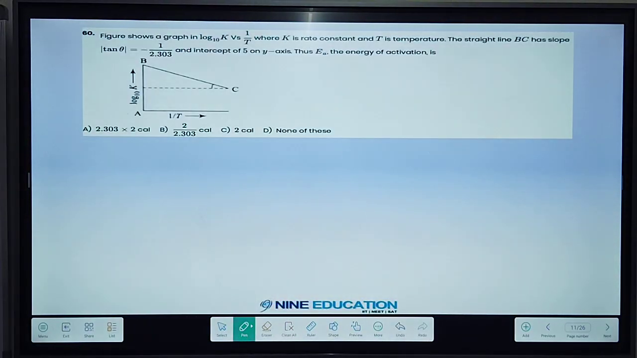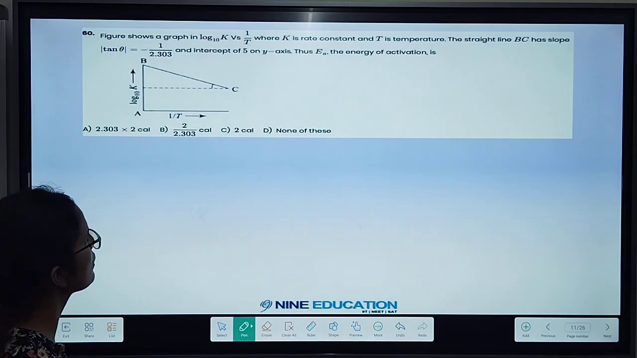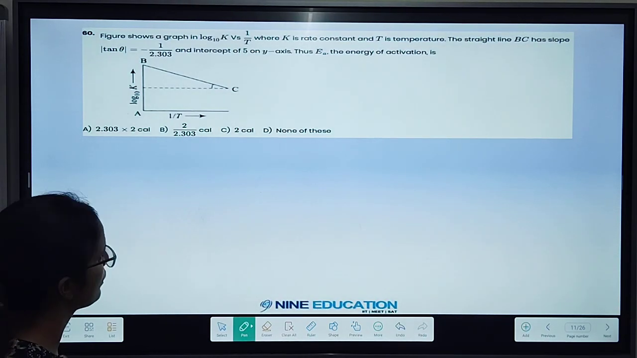Coming to 60 number, we have a figure that shows a graph of log 10 K versus 1 by T, where K is rate constant and T is temperature. The straight line BC has a slope tan theta equal to minus 1 upon 2.303 and intercept 2 on the y-axis. Thus Ea, the energy of activation, is.